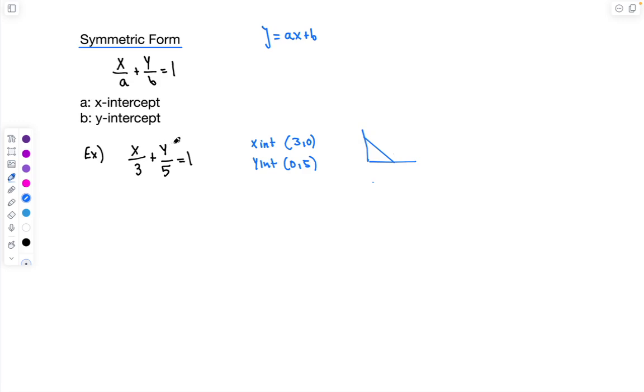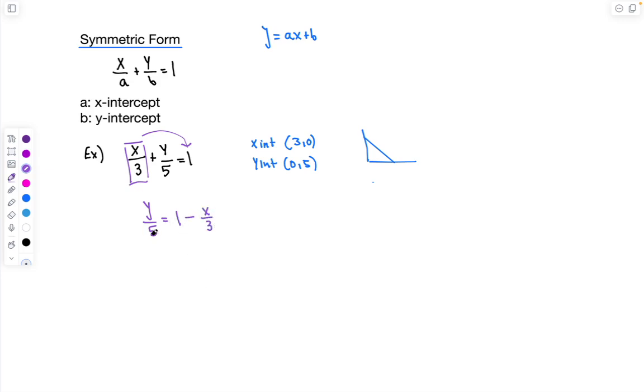But let's say we wanted to find a line that was parallel to this or perpendicular to this. Well, we have to determine what the slope is. So we're going to rearrange it into our slope-intercept form. Okay, so how we want to do that is get y by itself. So let's start by bringing over this whole entity to the other side through subtraction. So we get y over 5 equals 1 minus x over 3.